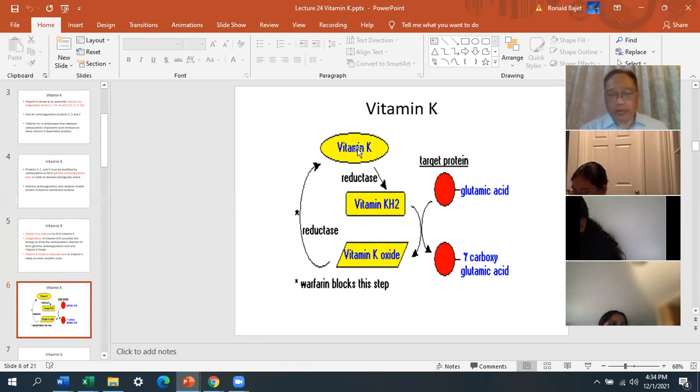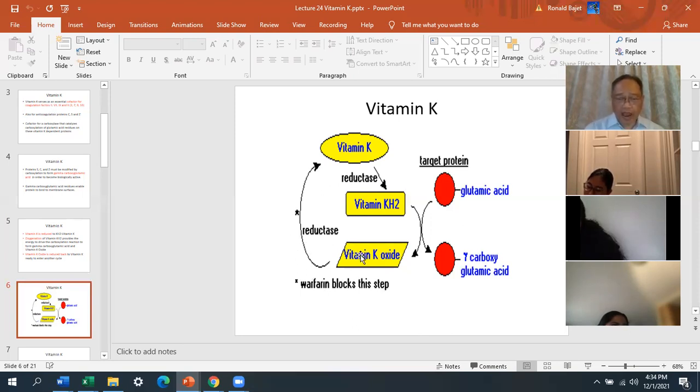So you got vitamin K, reduced vitamin K by this reductase enzyme. So vitamin K, reduced vitamin K, back to oxidized vitamin K, okay? So this oxidized vitamin K is going to be further reduced again into regular vitamin K. It's this step here, the reduction of the vitamin K oxide, is where warfarin takes place. The action of warfarin takes place. Warfarin will block this step.